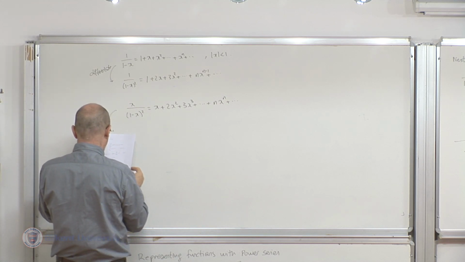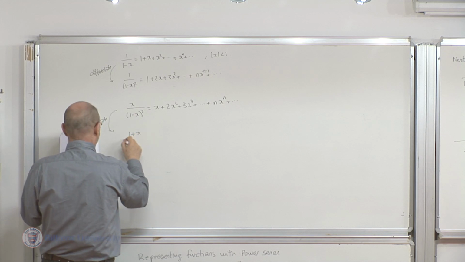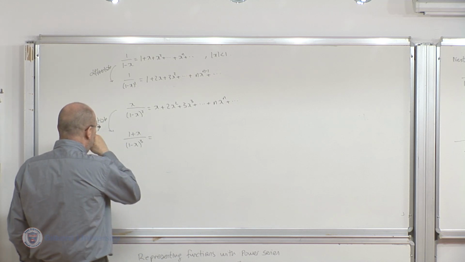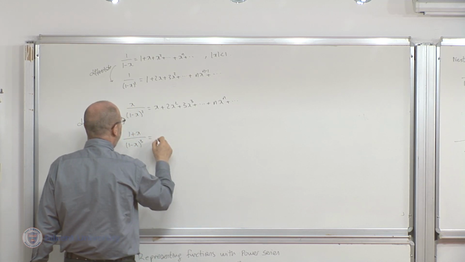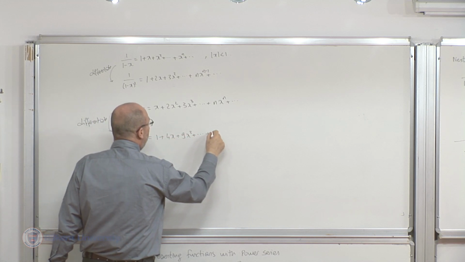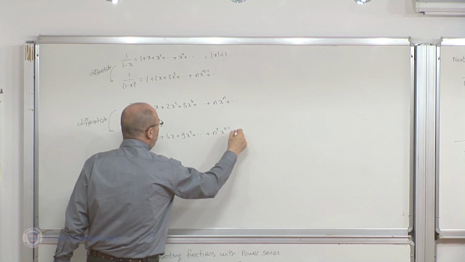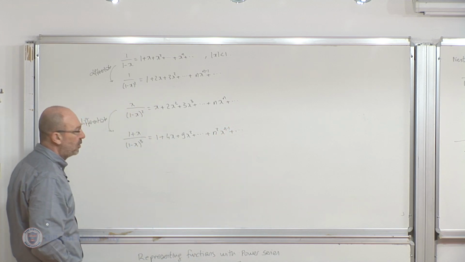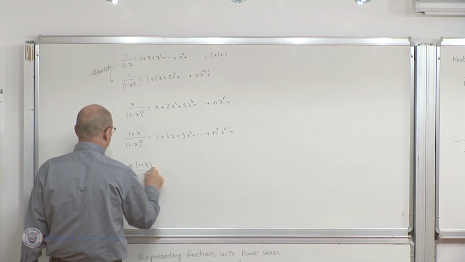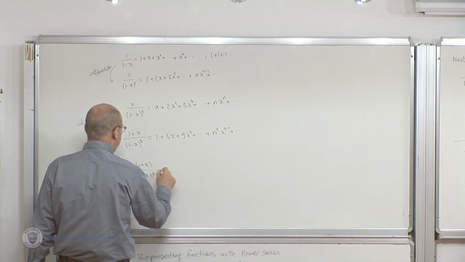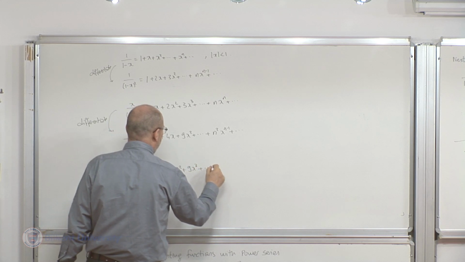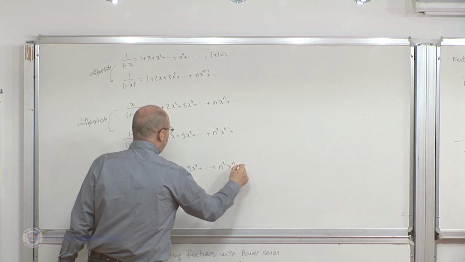What did I get after I differentiate? I hope this is correct. 1 plus x over (1 minus x) cubed, which is 1 plus 4x plus 9x squared plus n squared x to the n minus 1 plus etc. I'm missing just 1 x. So finally I have x times (1 plus x) over (1 minus x) cubed equal to x plus 4x squared plus 9x cubed plus n squared x to the n plus etc.